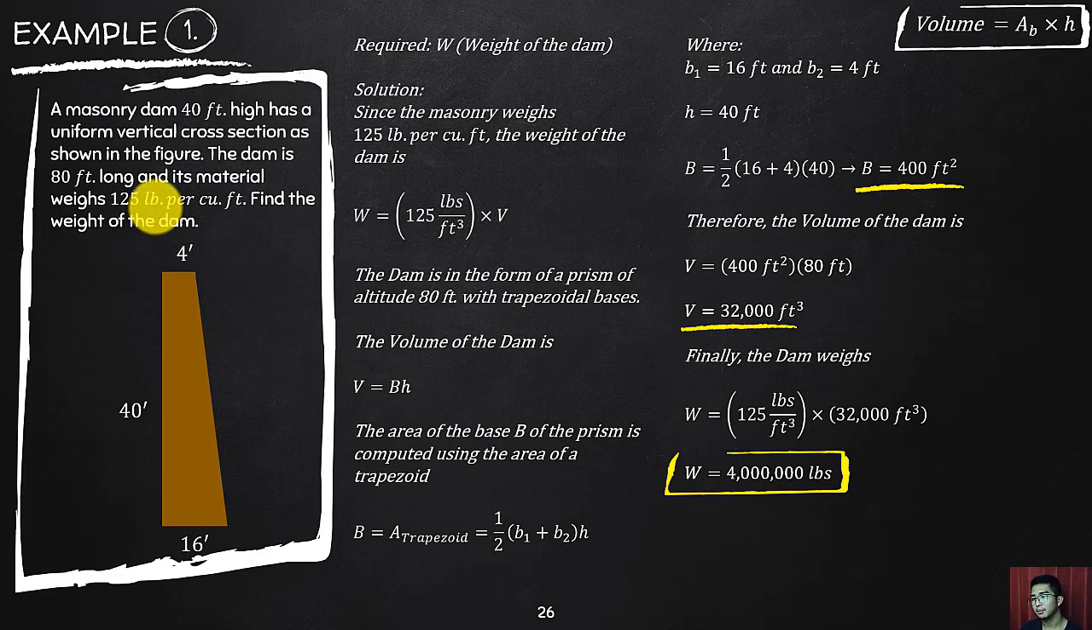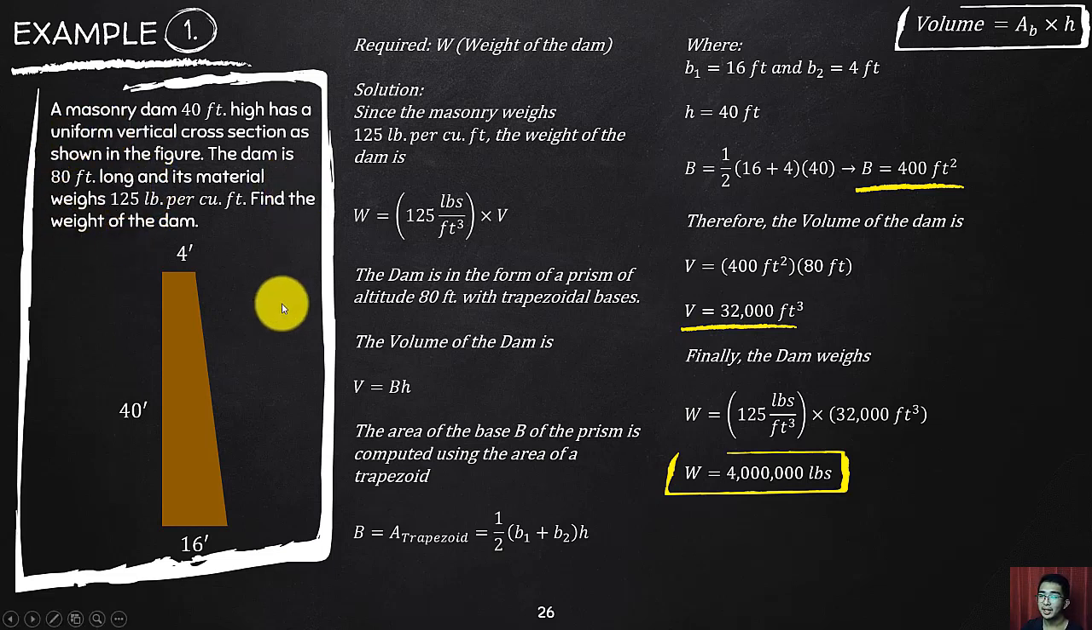Let's say chicken. What costs 125 pesos per kilo? Let's say chicken neck. Okay, so if chicken neck costs 125 pesos per kilo, correct? If you buy 1 kilo, that gives you 125 pesos to pay. If you buy 2 kilos, that gives you 250 pesos to pay.